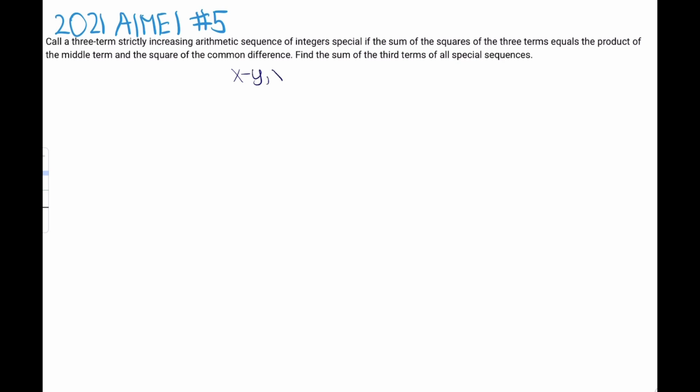So I'm just going to write down these three terms. Let's just pretend that those are the terms of the arithmetic sequence. x represents the middle term and y is the common difference, because that's what makes an arithmetic sequence, it has a common difference. So this sum of the squares of the three terms, we're just going to add those up. This equals the product of the middle term x with the square of the common difference y. So this equals xy squared.